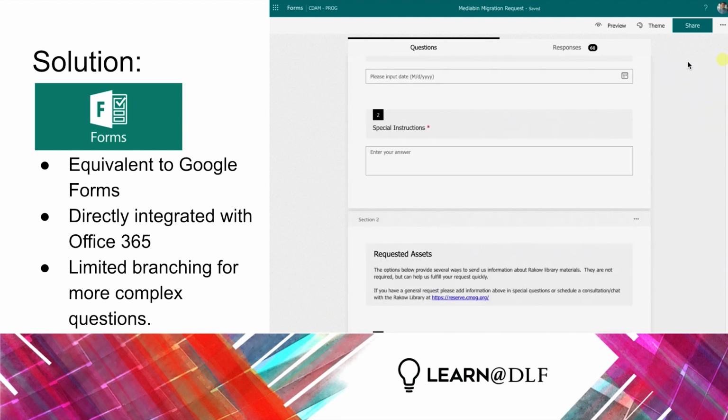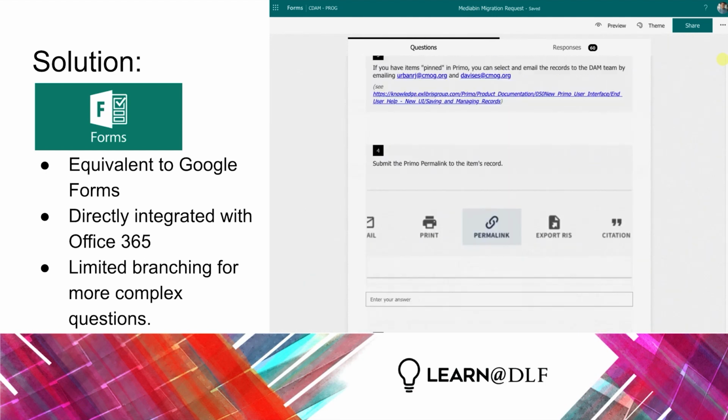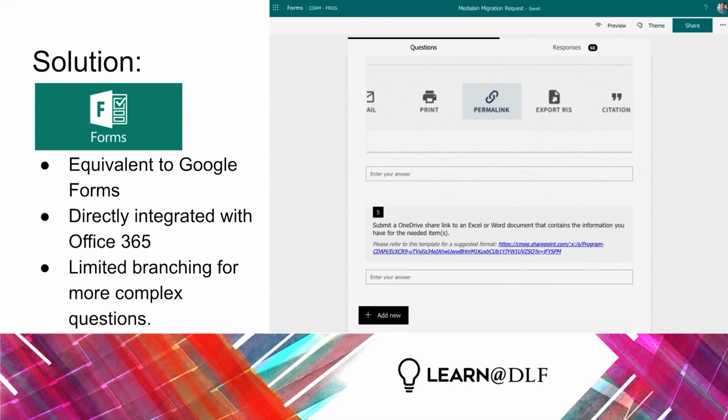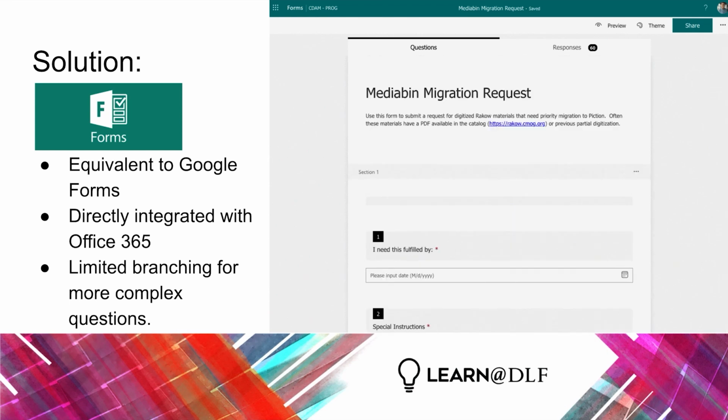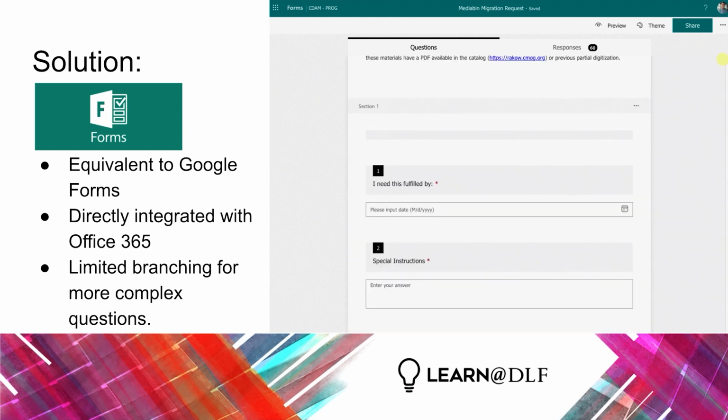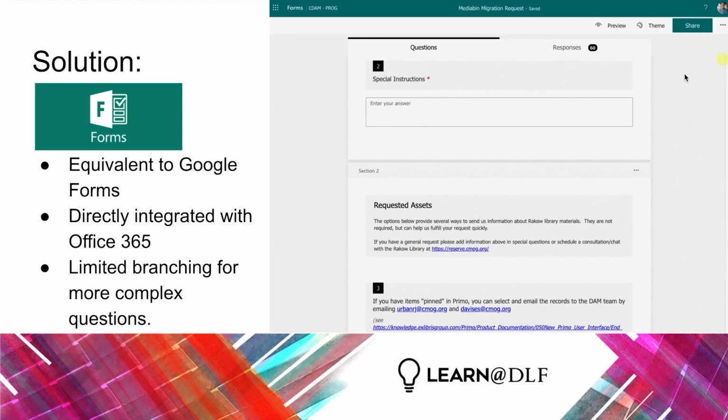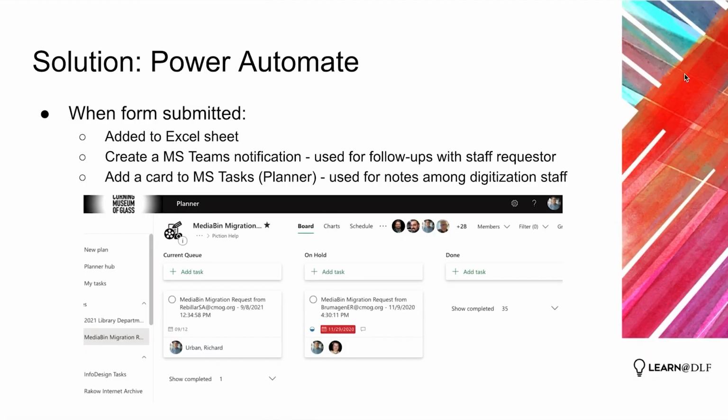We turned to Microsoft Forms, which is the equivalent of Google Forms, and directly integrated with Office 365. It offers limited branching for complex questions, but a pretty straightforward interface. When a form is submitted, a line is automatically added to an Excel sheet, but we wanted a little bit more awareness of when new requests were coming in. We used Power Automate to create a notification in Microsoft Teams that also allowed us to have follow-up conversations with staff requesters.